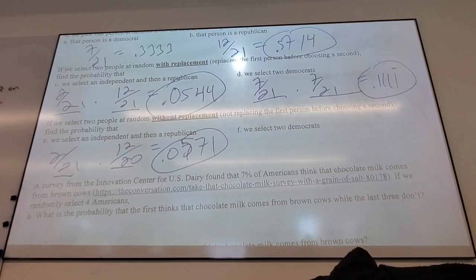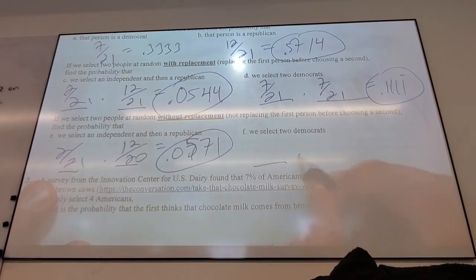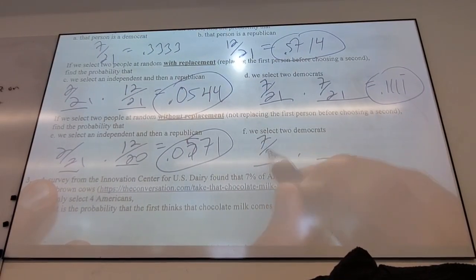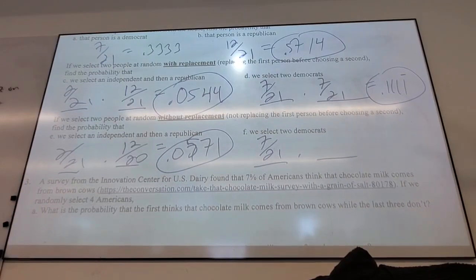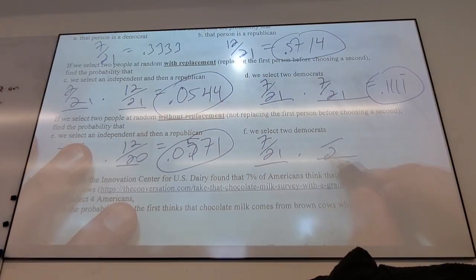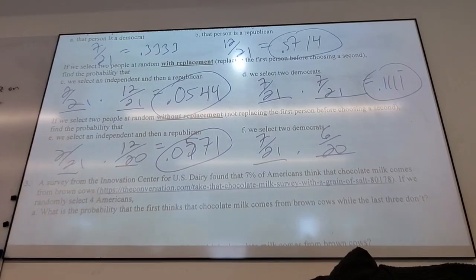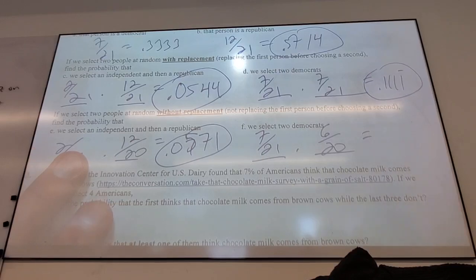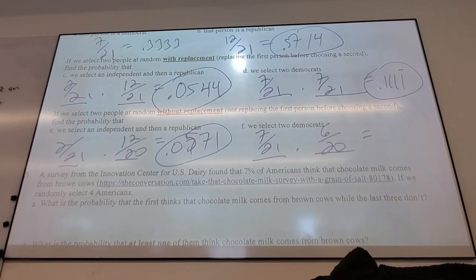And then 2 Democrats. What's the probability the first one's a Democrat? Of course 7 out of 21. Let them leave. How many people in the house now? 20. How many Democrats in the house now? 6. And then 1/3, that'd be 10%.